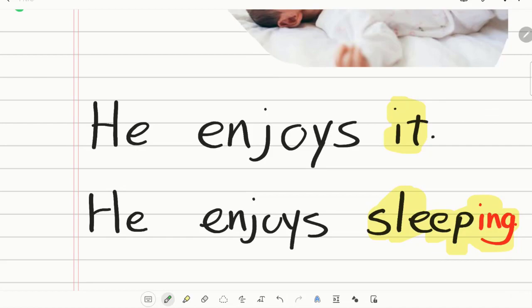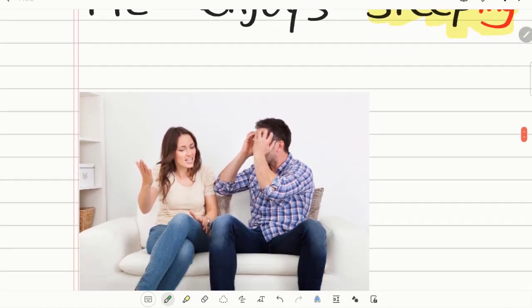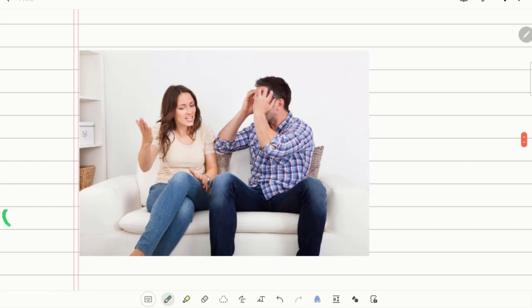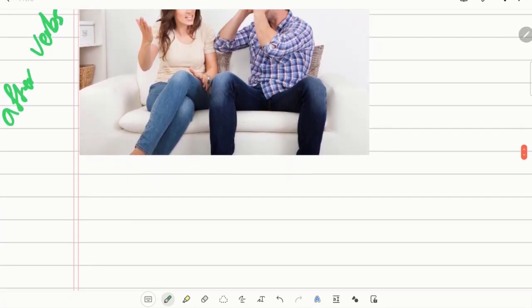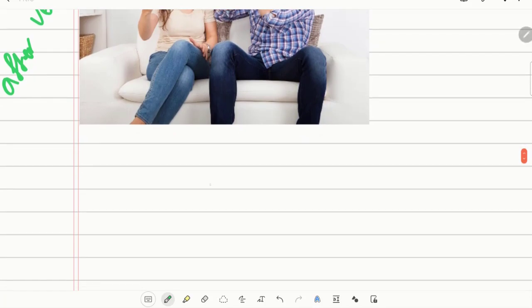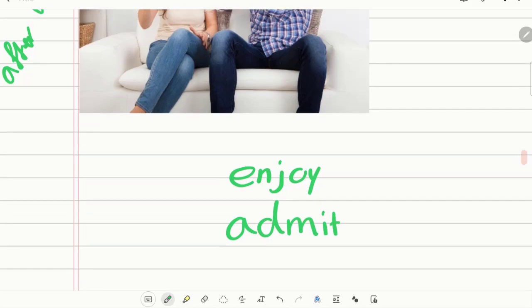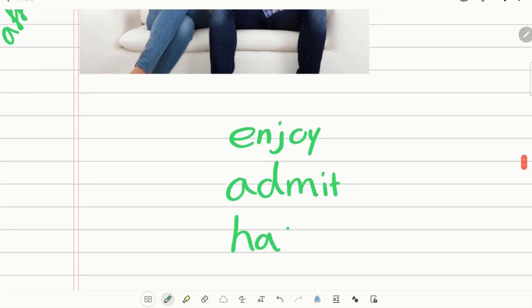Another time that we have to use a gerund is after some special verbs, such as, let me write these verbs, some of them. For example, enjoy, or here we can say admit, or another one is hate, and so on. There is a list of them. You may search about them yourself and check them.